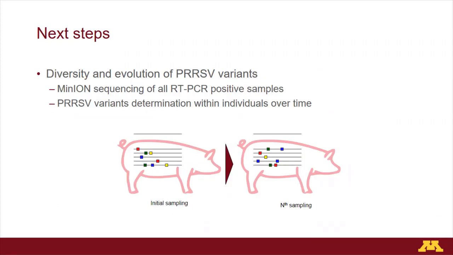So as next steps, we are moving forward, and we want to look now at diversity and evolution of PRRS variants, which would mean we're going to try to look at the quasi-species level. So we want to see how that population cloud, viral cloud, changes over time within each animal and within the farm.